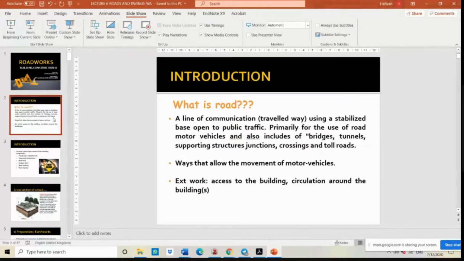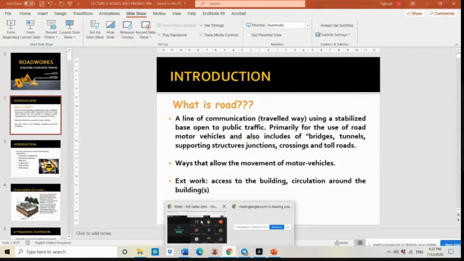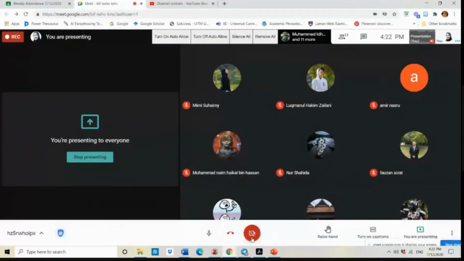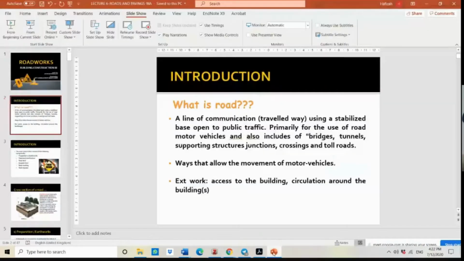The road that you use for cars, and you also use for walking. Walking is also considered, you know, the pedestrian walk, that is also considered as road. So let's see the definitions. A line of communication using a stabilized base open to public traffic, primarily for the use of road motor vehicles, and also includes bridges, tunnels, supporting structures, junction, crossing, and toll roads. So these are the roads used by vehicles, but like I said, pedestrian walk can also be considered as part of the road.